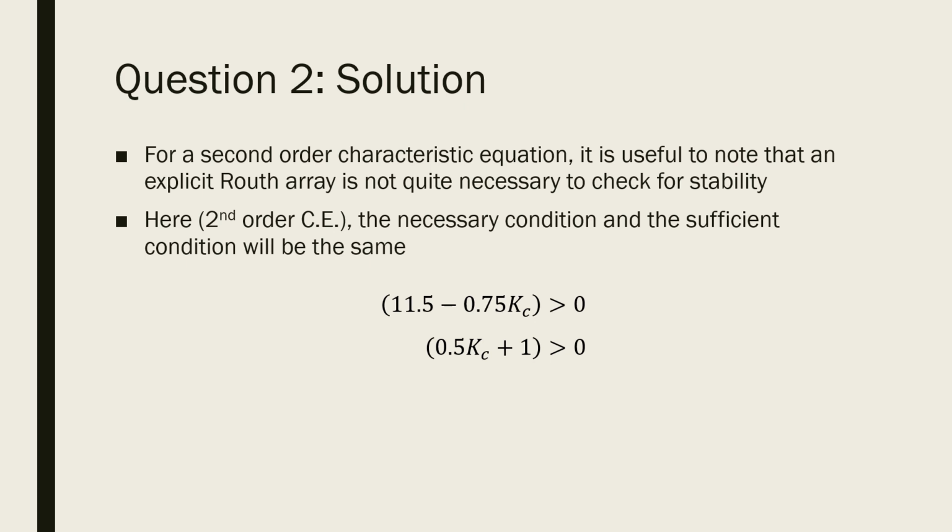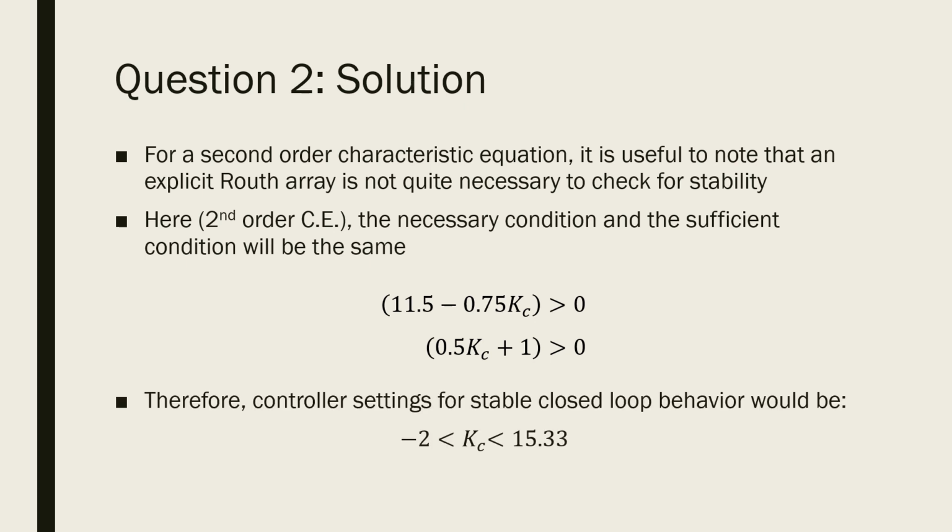Therefore, we just need to ensure that all the coefficients of the characteristic equation are positive values, which in this case means that 11.5 minus 0.75 times Kc is greater than 0, as well as 0.5 times Kc plus 1 is greater than 0. Solving for these conditions, we have the range of Kc values that gives stable global closed loop behavior to be between -2 and 15.33.